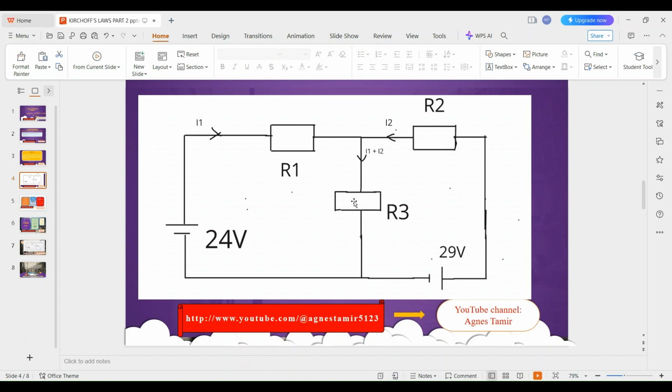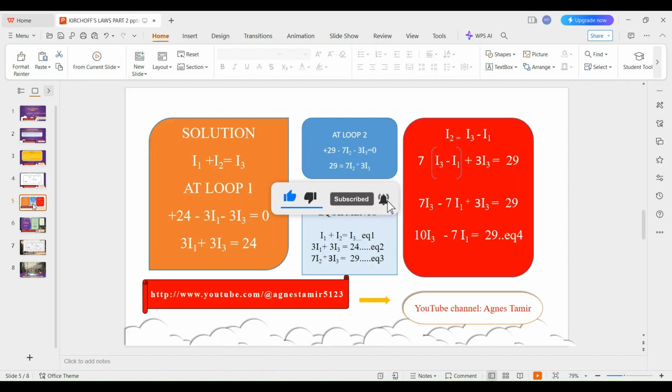This is 3 I3. Therefore, from positive to negative, that is a negative voltage drop. Therefore, we shall have negative 3 I3 volts is equal to 0. Let's look at what we have here. We shall have positive 24 minus 3 I1 minus 3 I3 is equal to 0.